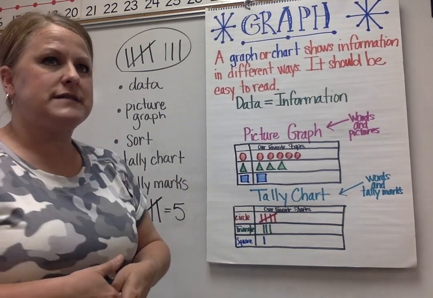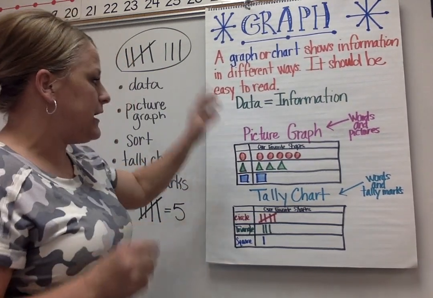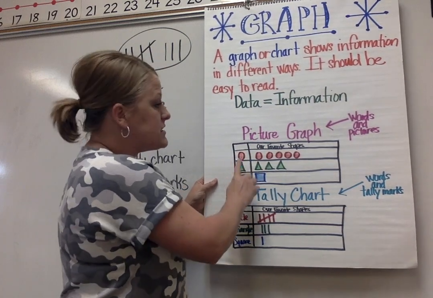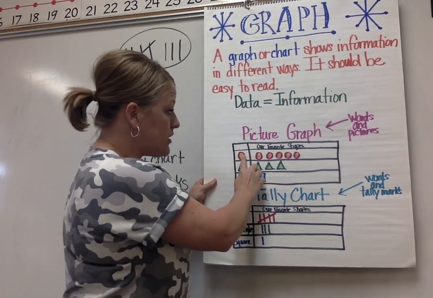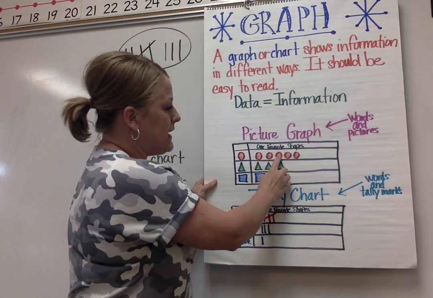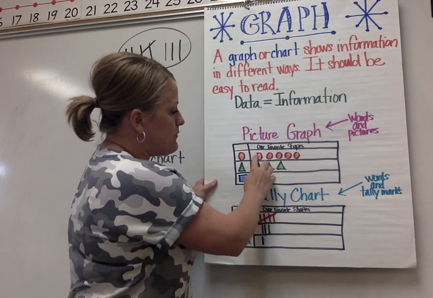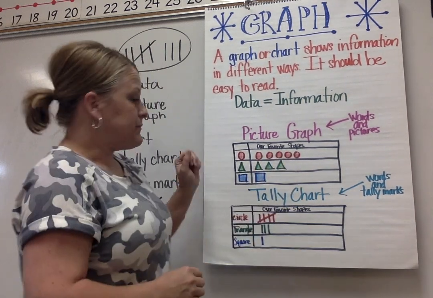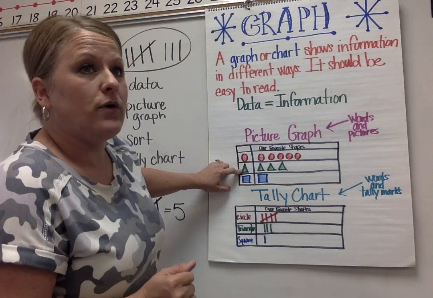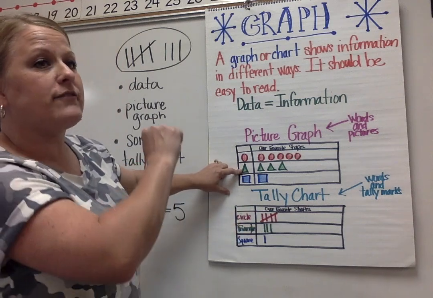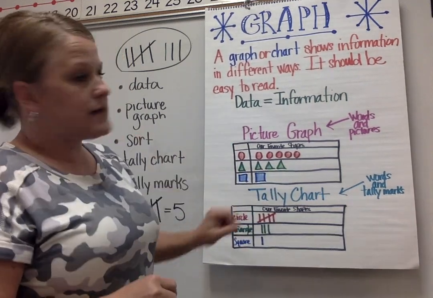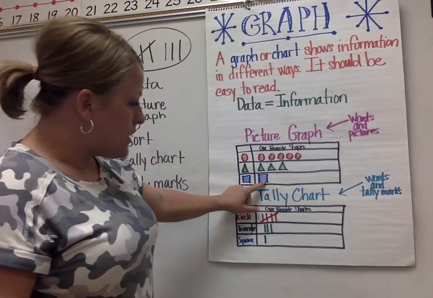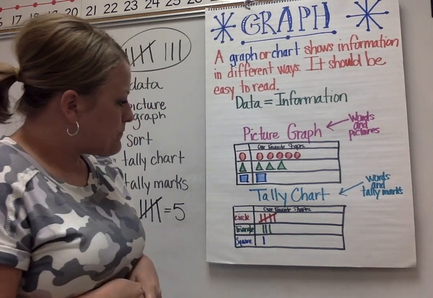I asked people, what's your favorite shape? Well, 5 people said that their favorite shape was a circle. So I used the picture of the circle to show how many, and it was 1, 2, 3, 4, 5. Same thing with the triangle. How many people said triangle is their favorite shape? 3 people raised their hands. So I drew 3 triangles to represent those people, and then 1 square equals the 1 square.